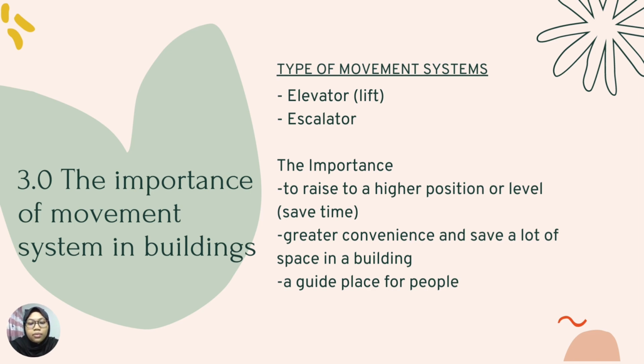save their time. And the last one is the importance of the movement system as a good place for people. This is because, as we can see, at each escalator or elevator there are always numbers to make sure people know which floor they are on right now. And they always put an info guide about the floor, so it's easy for people to go to a certain place. That's all for me.